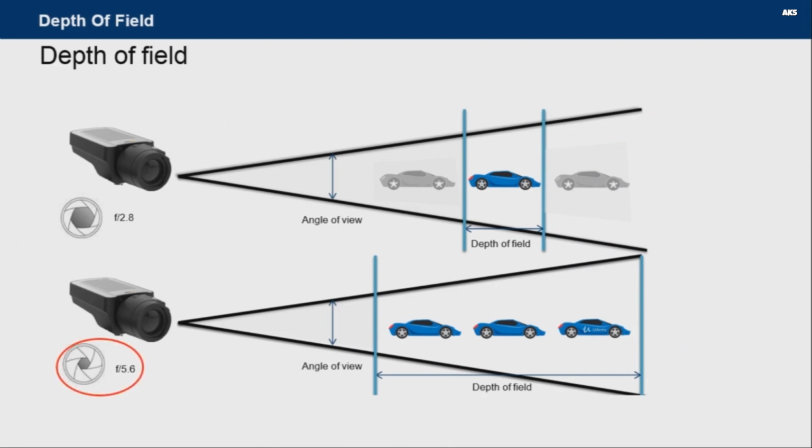Imagine a line of cars behind each other. As you can see, a large f number, 5.6 in our example, means a smaller iris opening, enabling objects to be in focus over a long range. So we can identify the plates of all the cars in front of and behind the midpoint.